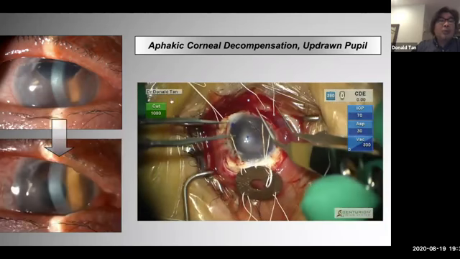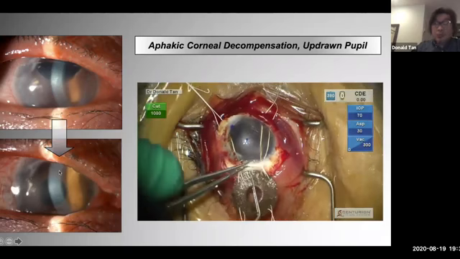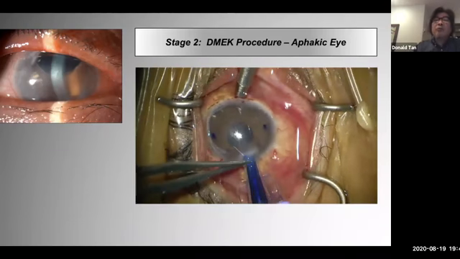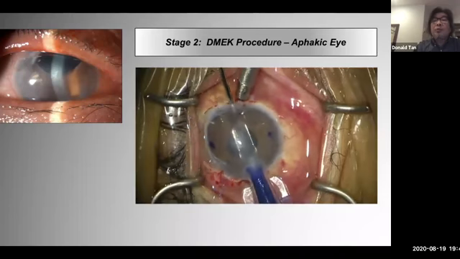This is what it looked like post-op. So now you have a normal centralized pupil. The chamber is reasonably deep. And then the DMEK procedure itself. And again, it's pretty straightforward. Pull through.